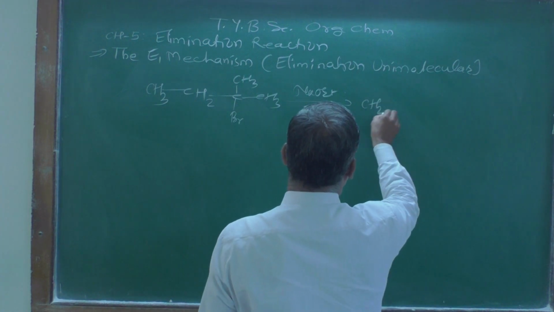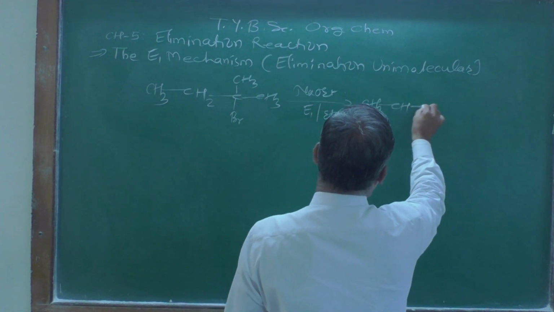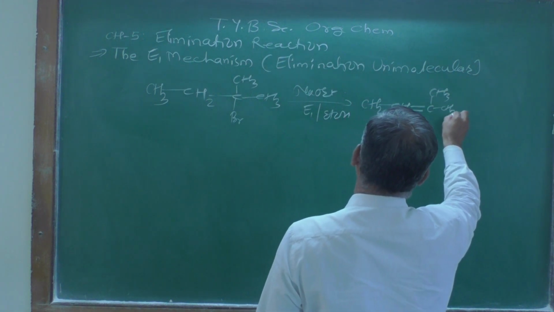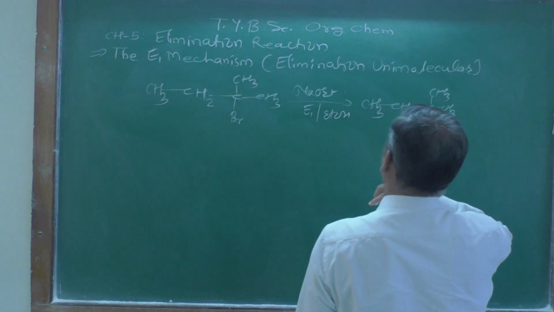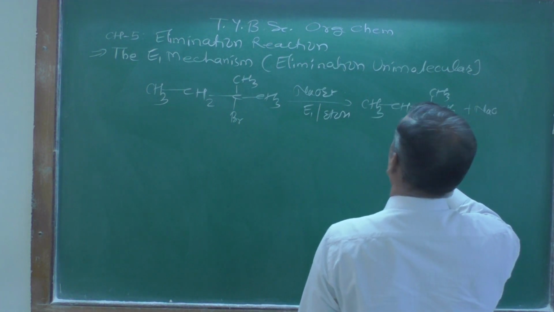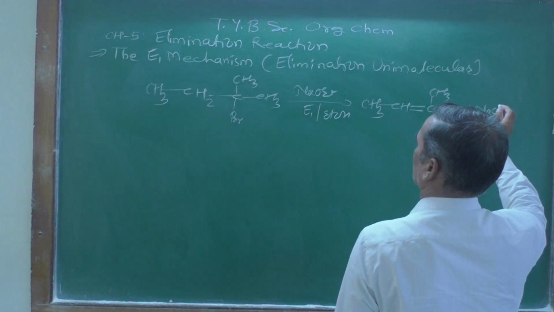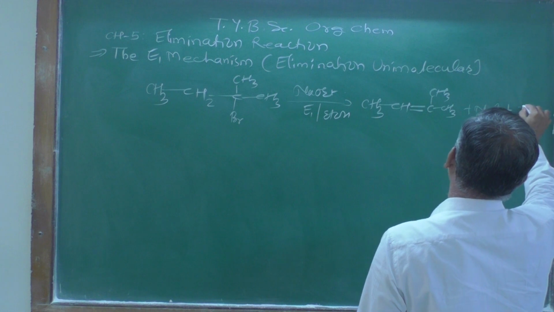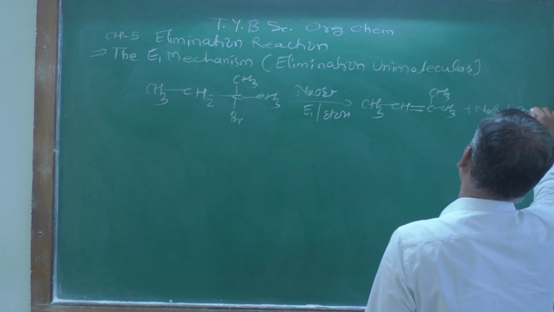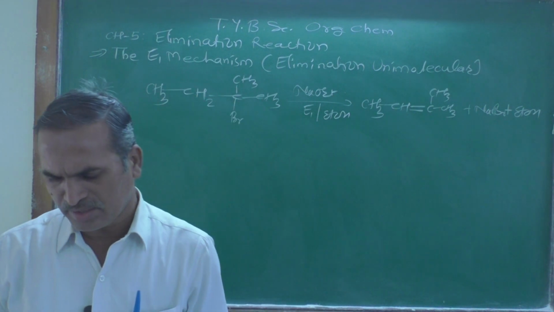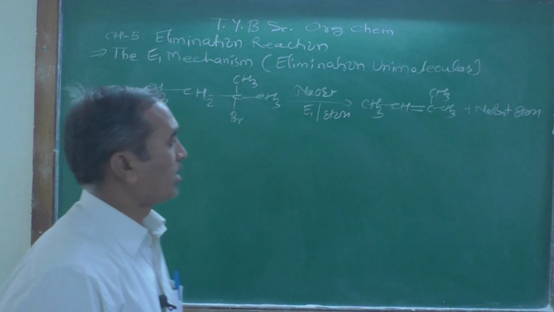you are going to get the formation of the product here, CH3 CH double bond, then CH3, one of the major products, another sodium bromide, NaBr, plus ethanol, EtOH. So that is the rest of what is happening there.